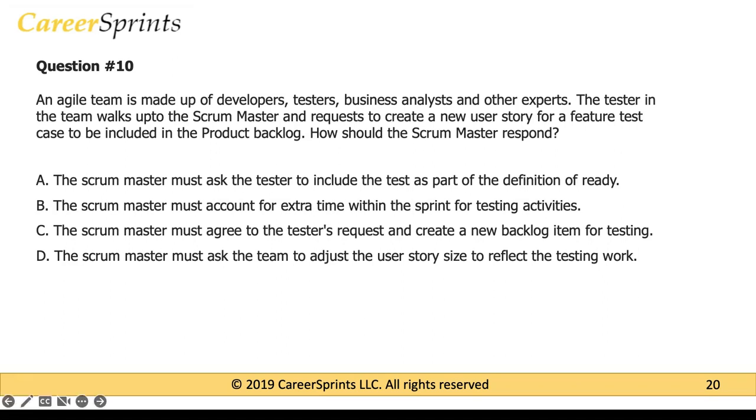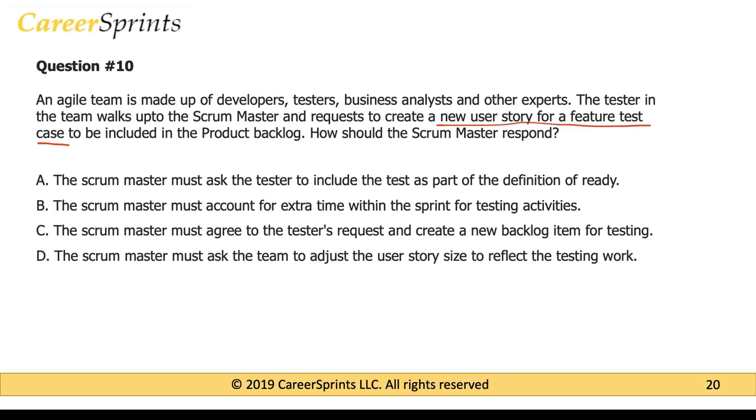So let's look at the correct answer. In this question, what has happened is that the tester has walked up to the Scrum Master, and the tester is asking the Scrum Master to create a new user story for a test that he or she wants to include as part of that story. How should the Scrum Master respond to this?